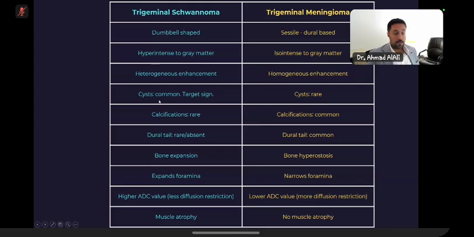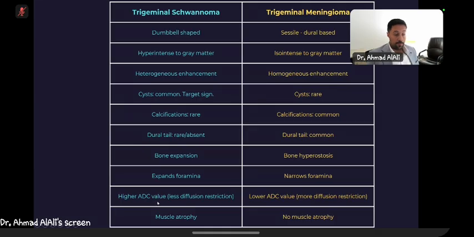Cysts are more commonly seen than in meningioma, and there is a target sign. Calcifications are rare compared to meningioma. A dural tail is rare or even absent, but if you could spot a dural tail in a schwannoma, it doesn't mean it's a meningioma. It can happen, but it's very rare. It expands bone rather than causing bone hyperostosis as in meningioma, and expands foramina, while meningioma narrows them.